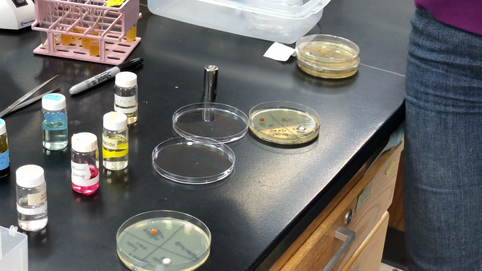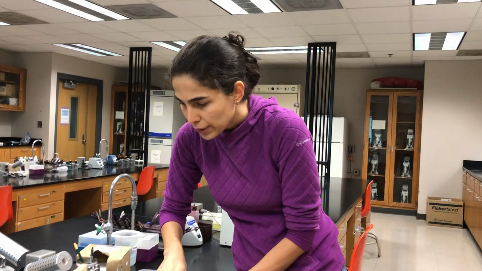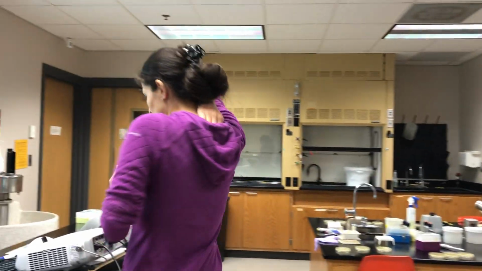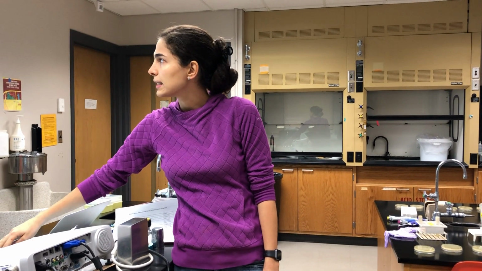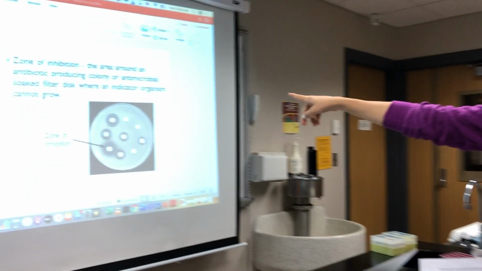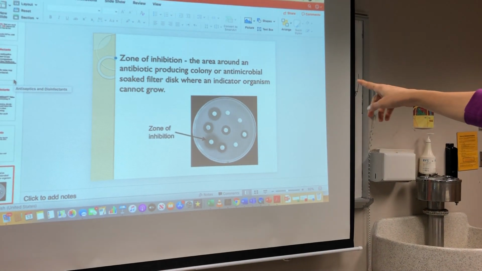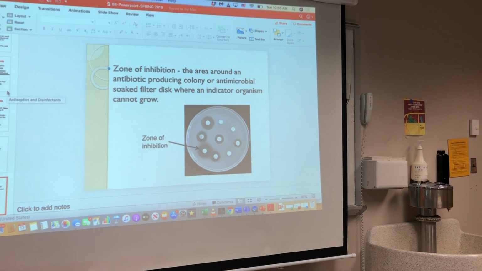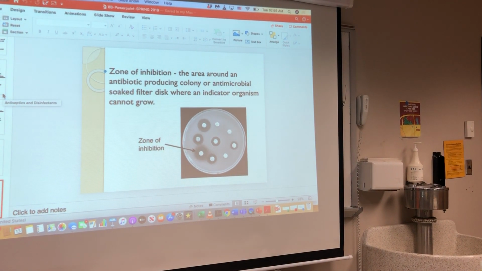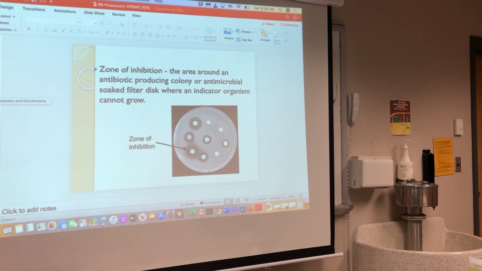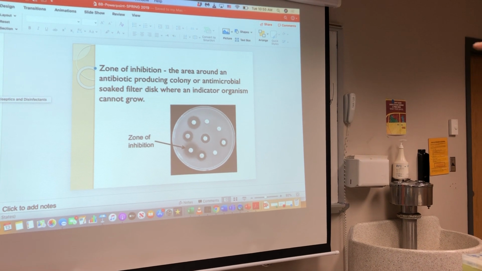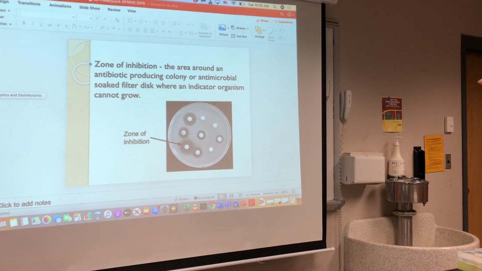We will incubate it agar side down for 2 days. In the next session, we will see the results. So basically, if the bacteria is susceptible to that antibiotic, antiseptic or disinfectant, we will see what? We will see here the zone of inhibition, right? The area around the antibiotic where the indicator organism cannot grow. This is how we are looking for that. We call it zone of inhibition.